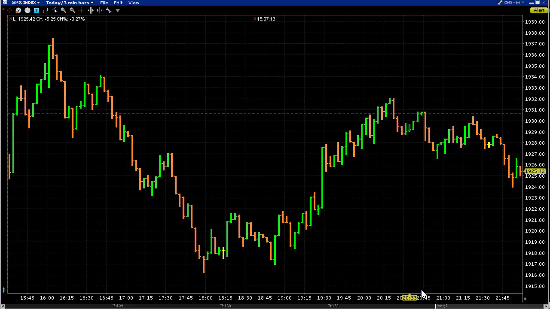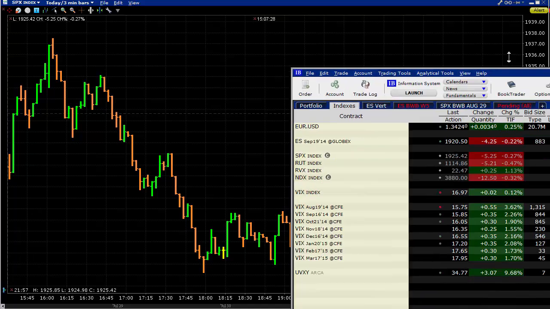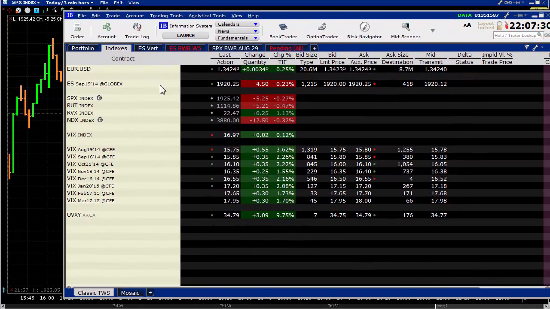So we have the 3-minute bars of today's price action. It started up, went down, came back up to just slightly above the close yesterday, and then kind of drifted down into the close. And our net was SPX closed at 1925.42, down 5.25 or about 1/4%.